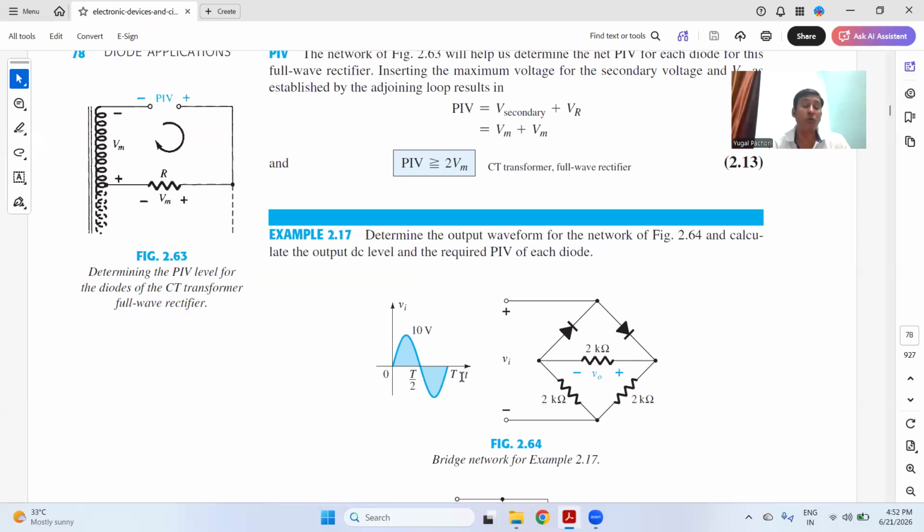However, I had already told you the construction of the center tap rectifier is quite complex. That's why the cost and the manufacturing of the center tap full wave rectifier is quite tough, and it is quite expensive also, because the construction is quite complex in nature.